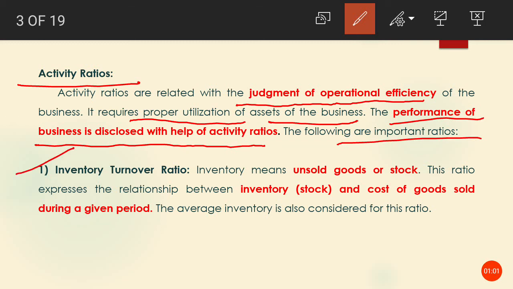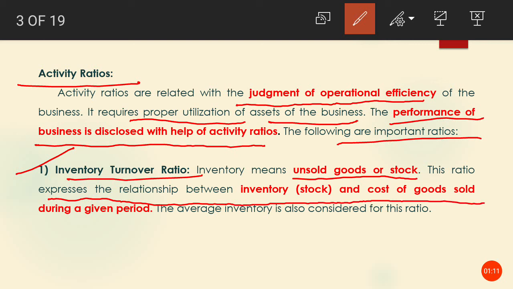1. Inventory turnover ratio. Inventory means unsold goods or stock. This ratio expresses the relationship between inventory, stock, and cost of goods sold during a given period. The average inventory is also considered for this ratio.